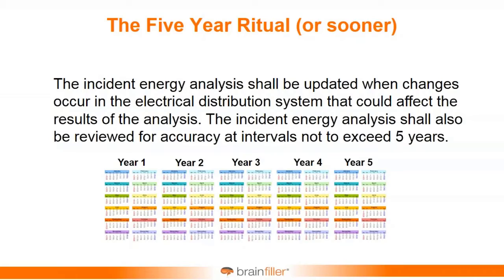In NFPA 70E, as many of you know, you're required to go back and revisit the labels, the analysis, the study at intervals not to exceed 5 years, or if there's any kind of a significant change that could affect the results. And I look at affecting the results, meaning could it affect the PPE that you wear, or maybe the arc flash boundary, where perhaps that may need to be increased. For example, if it decreases, don't worry about it. But if it increases, yeah, that would affect your practices.